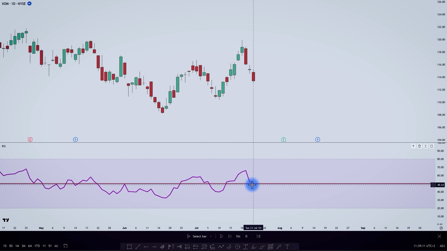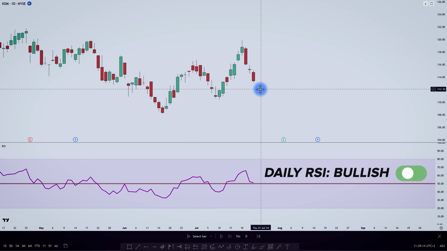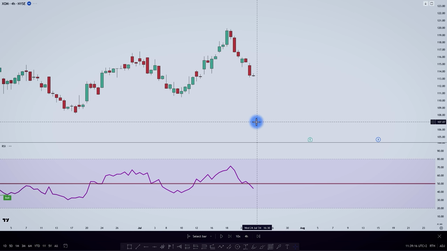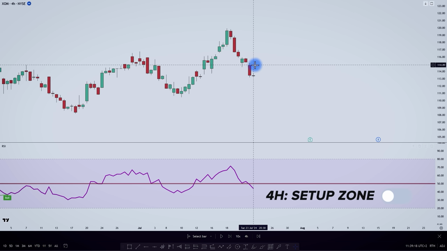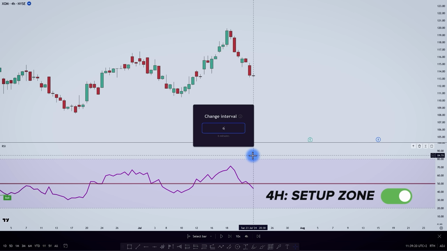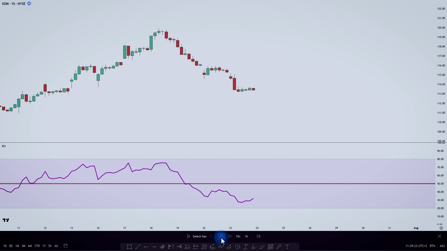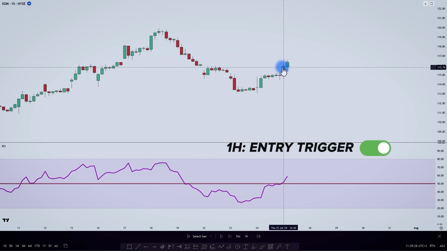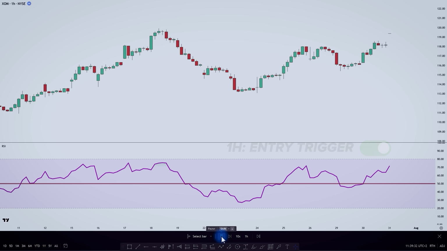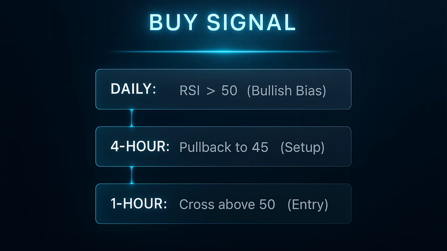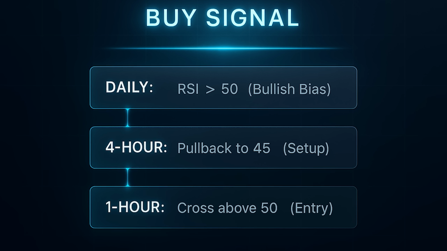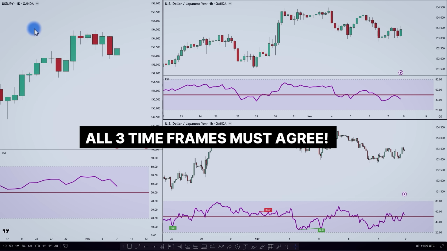Watch this trade. Daily RSI above 50. I'm bullish. 4 hour RSI showing a pullback to 45. That's my setup zone. 1 hour RSI just crossed back above 50. That's my entry trigger. All 3 timeframes aligned for an 80 pip winner. The magic happens when all 3 agree.